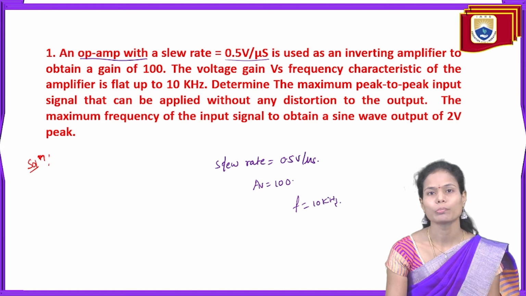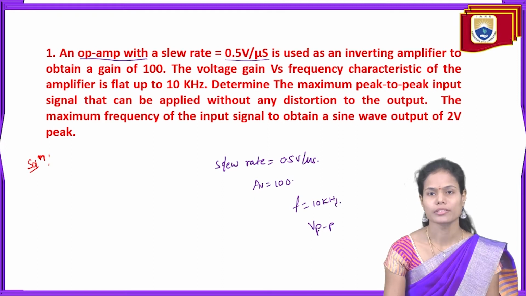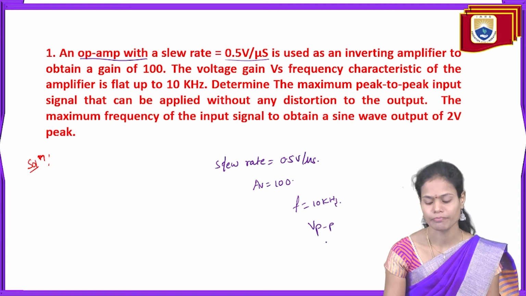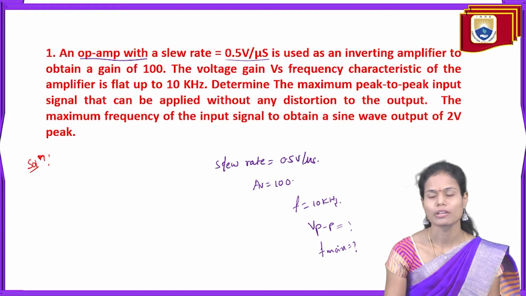Determine the maximum peak to peak input signal, that is V peak to peak, that can be applied without any distortion to the output. Also find the maximum frequency of the input signal to obtain a sine wave of 2 volts peak. So we have to find the peak to peak voltage as well as the frequency required. This problem we have already discussed in the problems on operational amplifier session. We need to find the peak to peak voltage from the given value as well as the maximum frequency required for the operational amplifier.